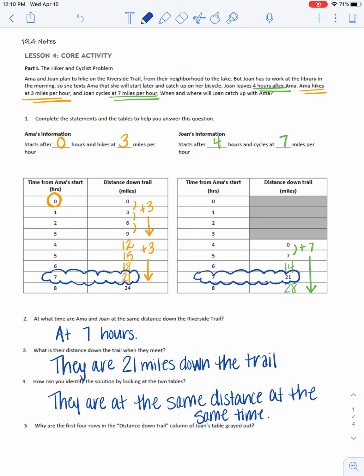Okay, why are the first 4 rows in the distance down the trail column of Joan's table grayed out? I apologize for the toddler that just walked in. Why are the first 4 rows in the distance down the trail column grayed out? Well, if we go back to our problem and we look at 0, 1, 2, 3 hours after Amma's start, Joan hasn't started, so that's why these are blocked out. So because Joan starts 4 hours after Amma.